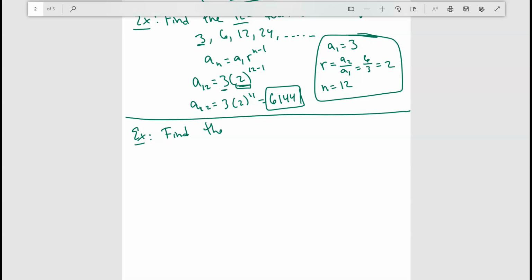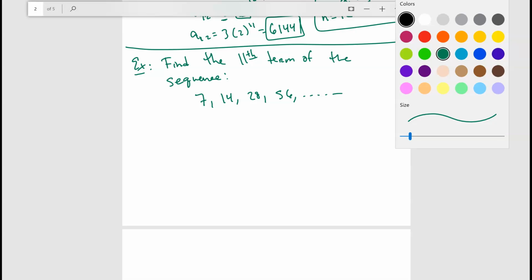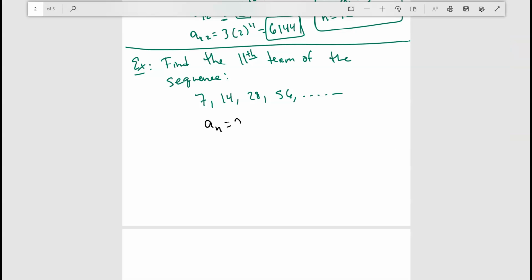Find the 11th term of the sequence 7, 14, 28, 56, and so on and so forth. So we know that the formula is going to be a_n equals a_1 r to the n minus 1, and we can literally see that because the common ratio is going to be a_2 over a_1, which is 14 over 7. In this case it's 2, so everything is being multiplied by 2 again.